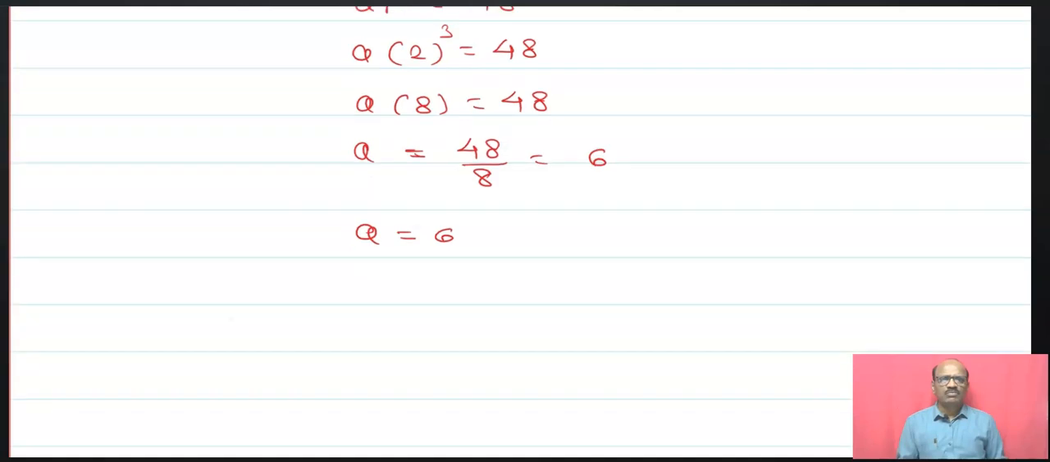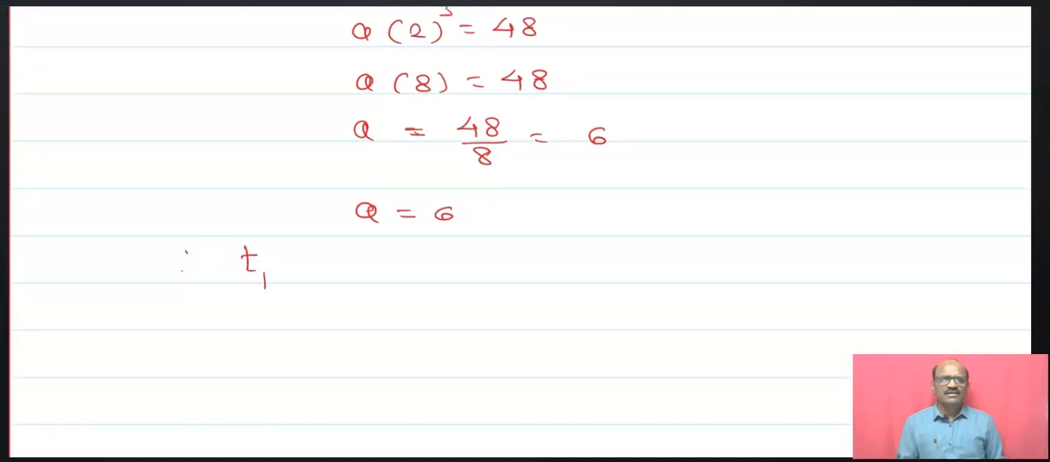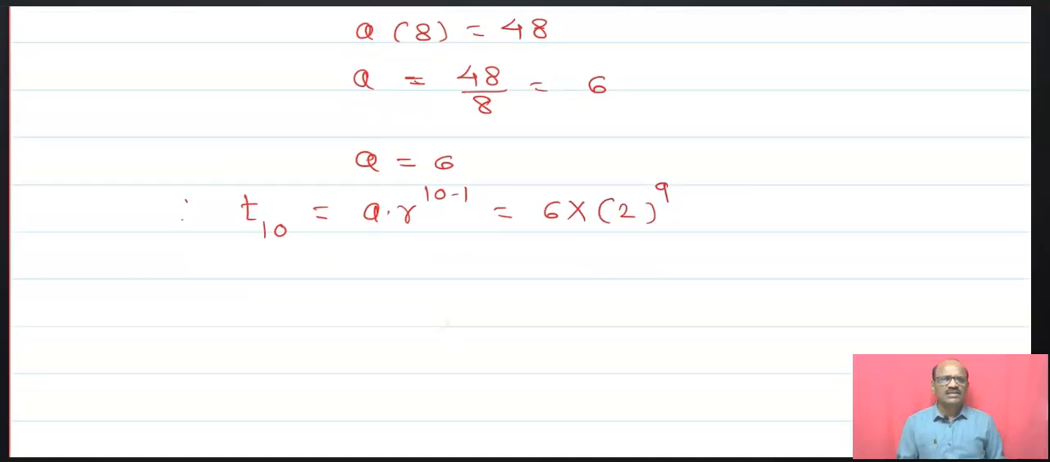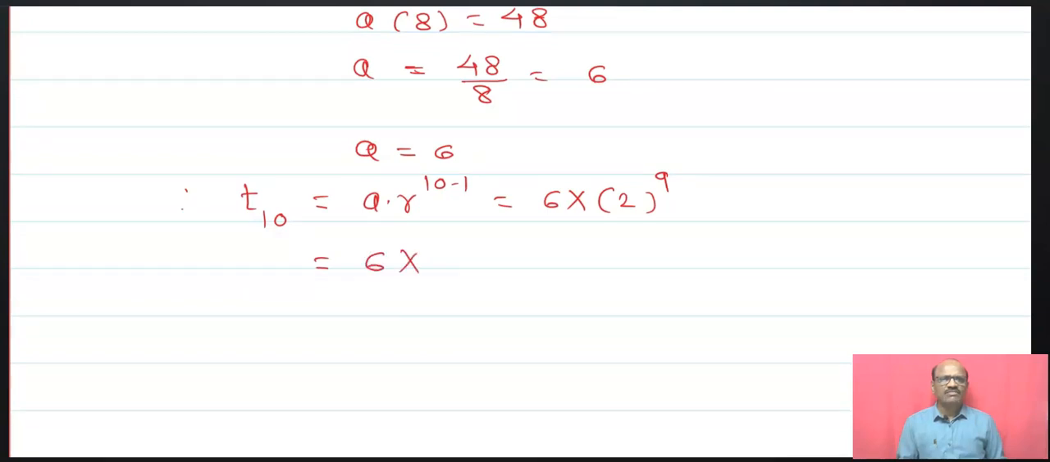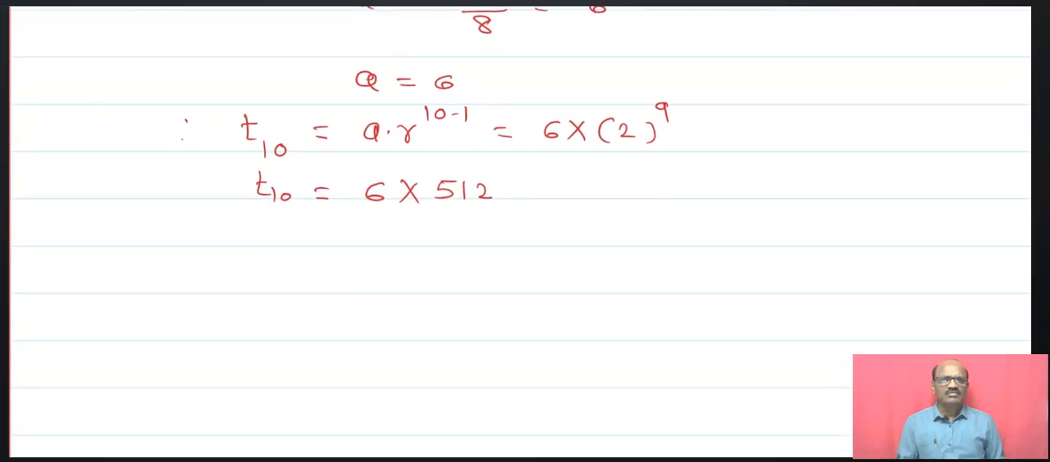Now you know both the values of A and R. Therefore, we can find T10, that is A into R raised to 10 minus 1, that is 6 into 2 raised to 9. The value of 2 raised to 9 is 512, and then multiplying, T10 is equal to 3072. This is the answer.